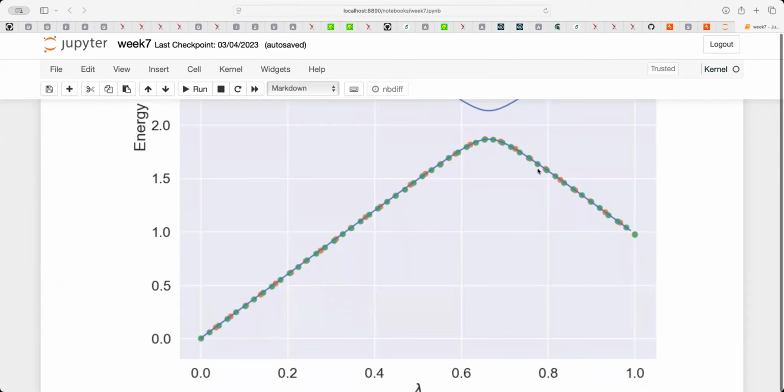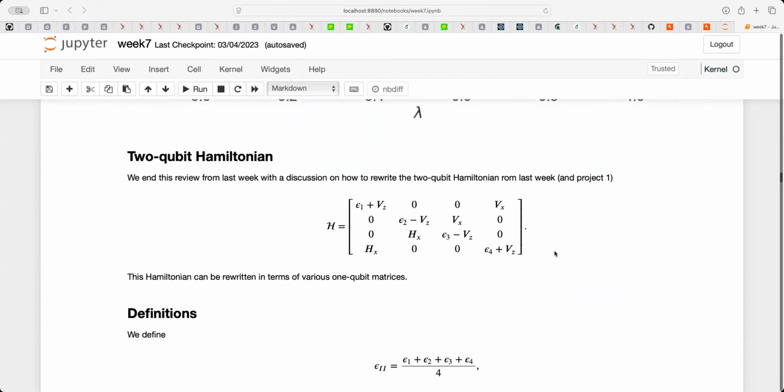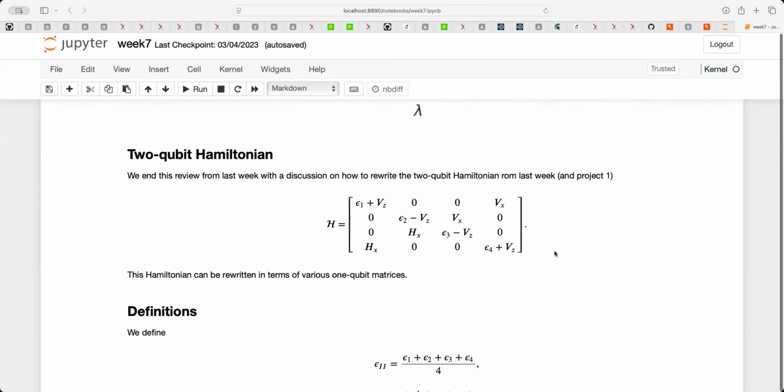But in general, these are the results you would get for the lowest lying state. Remember that this is a variational approach, and that gives you the lowest energy of the system. Any questions so far? Okay, so what we're going to do now is switch to the 2-qubit Hamiltonian.